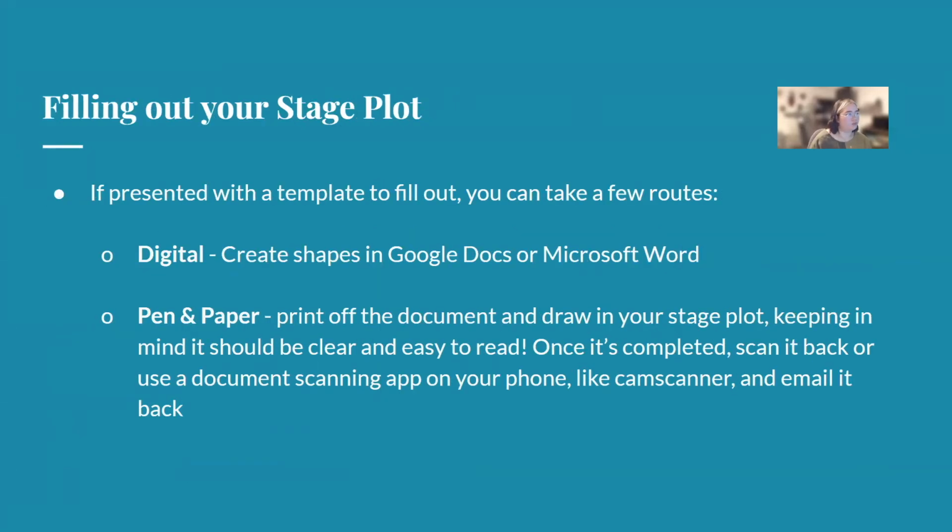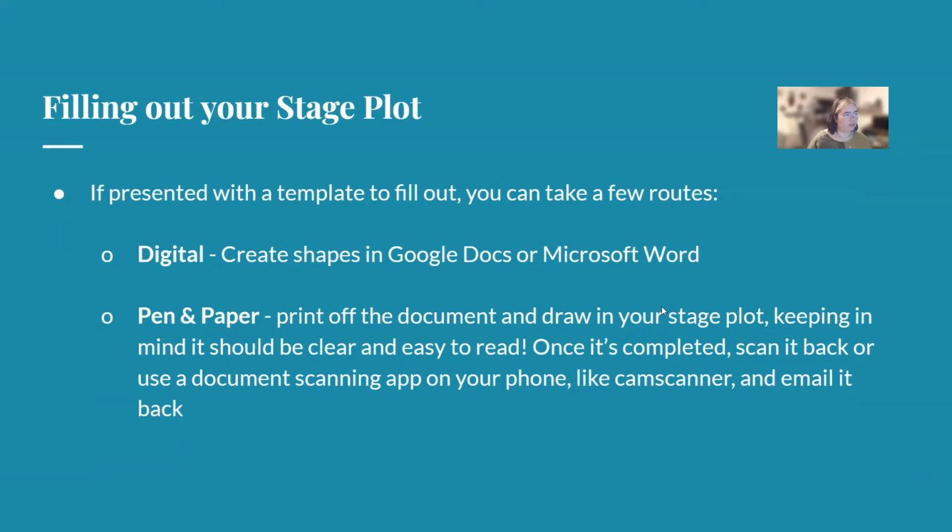So how do you make or fill out a stage plot? If you've been presented with a template to fill out, there are a few different routes that you can take. So if you want to go digital, you could either use Microsoft Word or Google Docs and create some shapes to represent your gear, or you can go analog, pen and paper. You can print off the document and draw your stage plot, keeping in mind that it should be clear and easy to read. Once you're finished, you can scan it back or use a document scanning app on your phone, like Cam Scanner as an example, and email it back.